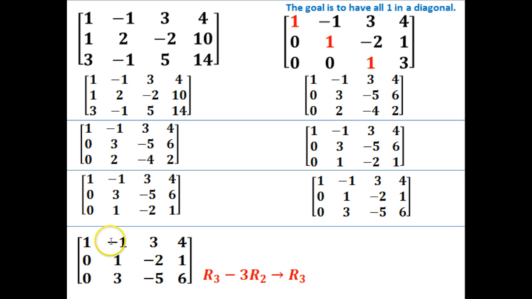The reason why I'm not going back to this row 1 is because I have a 1 out here. So if I try to do anything with that one, if I went row 3 minus 3 times row 1, this would be 0 minus 3. And that would give me a new number here. And I already have my 0 here, so I'm not going to really deal with that at all. Once I do my first row, then I really don't do too much to the first row anymore. I concentrate on these other ones because they have my zeros.